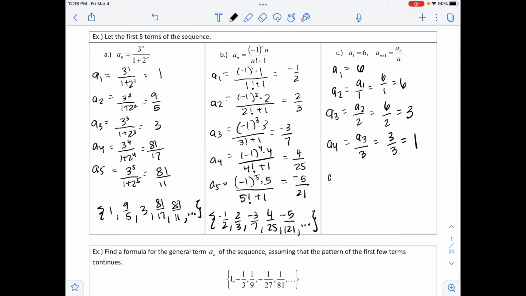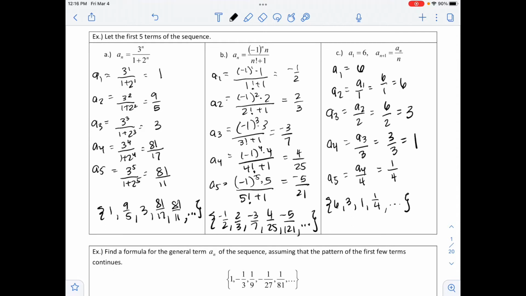And then our last term is a sub 5, which is going to be a sub 4 all over 4, which equals 1 over 4. And so listing these values, we get 6, comma, 3, comma, 1, comma, 1/4. And again, put dot dot dot saying that this can go on forever.